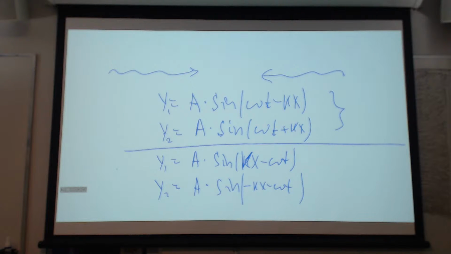So it's always the kx that flips. I think there was a WebAssign problem. It is always kx that changes the direction. And now, if you do the math, this will be negative A times sine, and you flip these. And this will be negative A times sine, and you just do this.